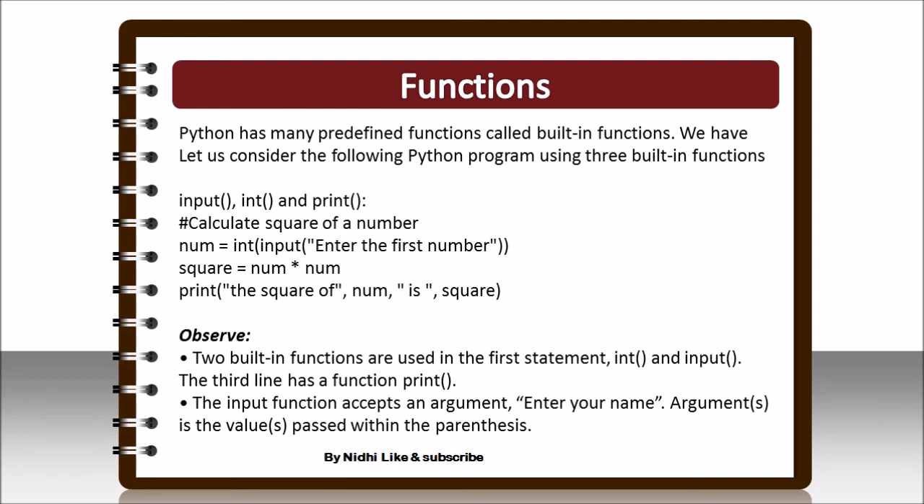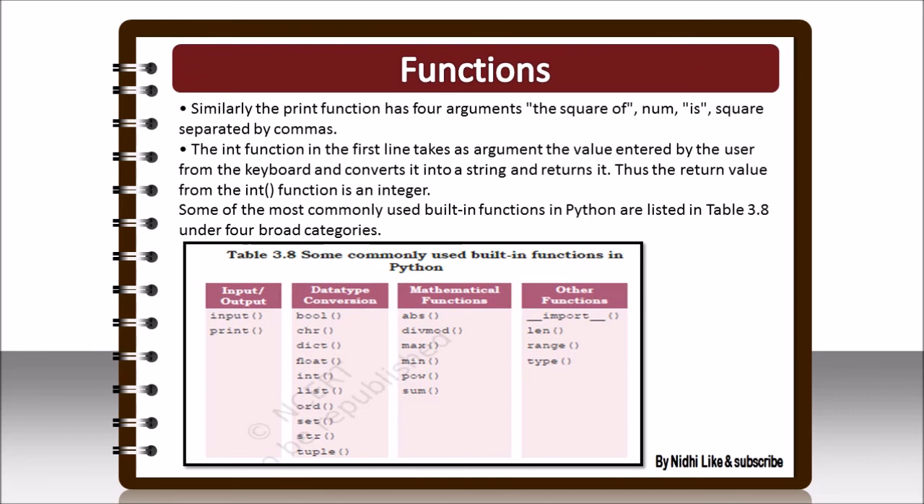Similarly, the print function has 4 arguments, separated by commas: the square of, comma, is, square. The int function in the first line takes an argument, the value entered by the user from the keyboard, then converts it into an integer and returns it. Thus the return value from the int function is an integer.